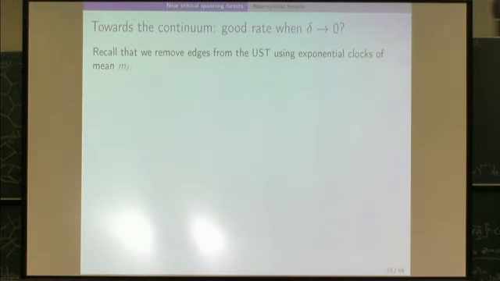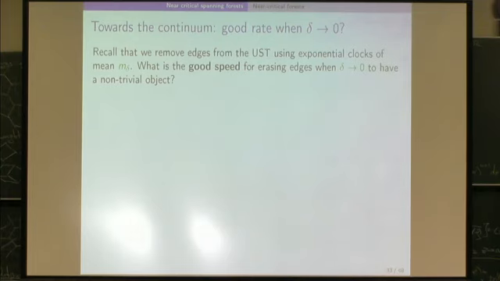Okay, so now let me talk about how we go to the continuum. So the first question is, recall that we remove edges using exponential clocks of a certain mean m delta that I didn't specify for now. And the question is, what is a good speed for erasing edges when delta goes to 0 to get a non-trivial object? And indeed, it's the right question.